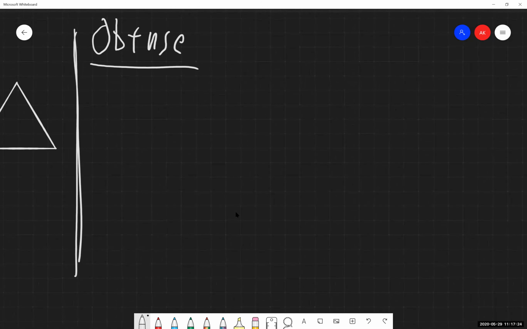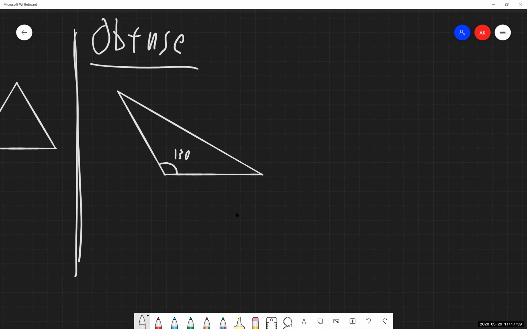So obtuse triangles are ones where we're going to have an angle that is greater than 90 degrees. And more often than not, especially with obtuse triangles, we're probably going to be given something that says, hey, this angle right here is 130 degrees, or something, another one up here.